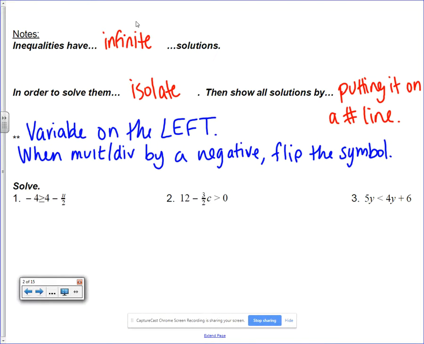All right, folks. So we have already decided that inequalities have infinite solutions. And in order to show all those solutions, you got to put them on a number line. But other than that, all you have to do is isolate the variable. So we're going to go through and we're going to isolate the variable on all of these.